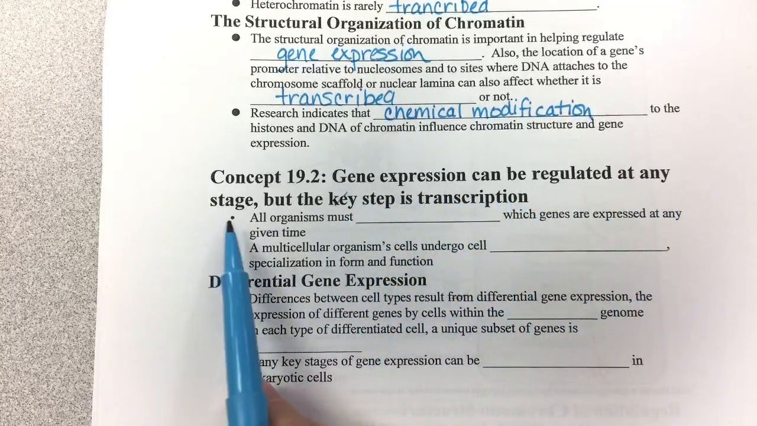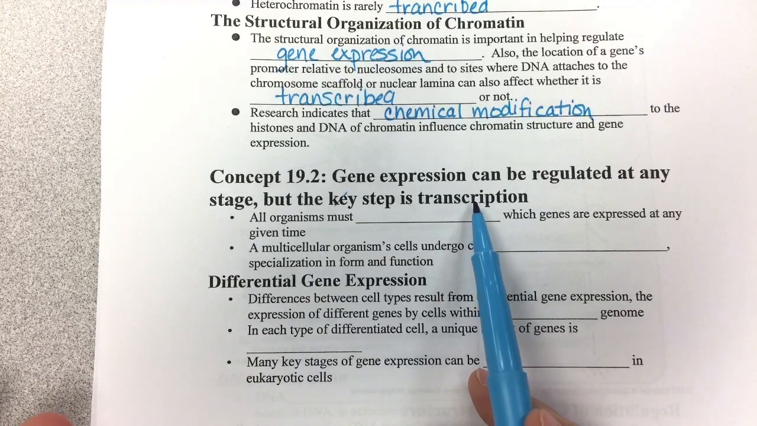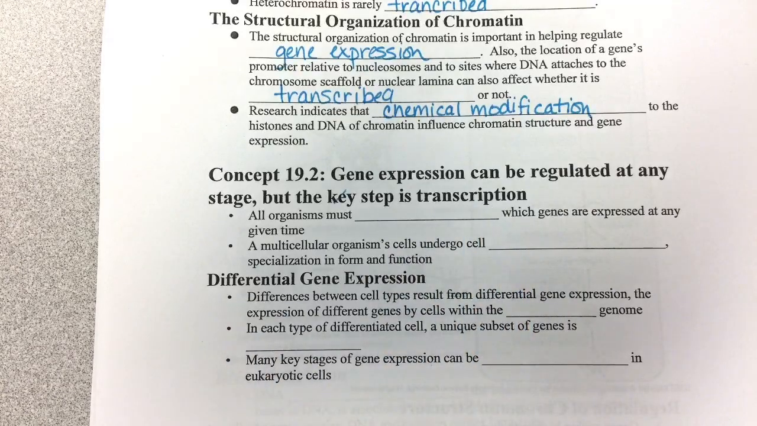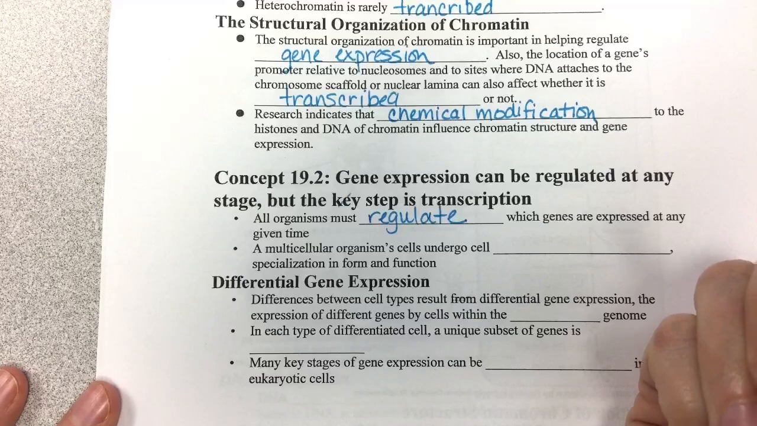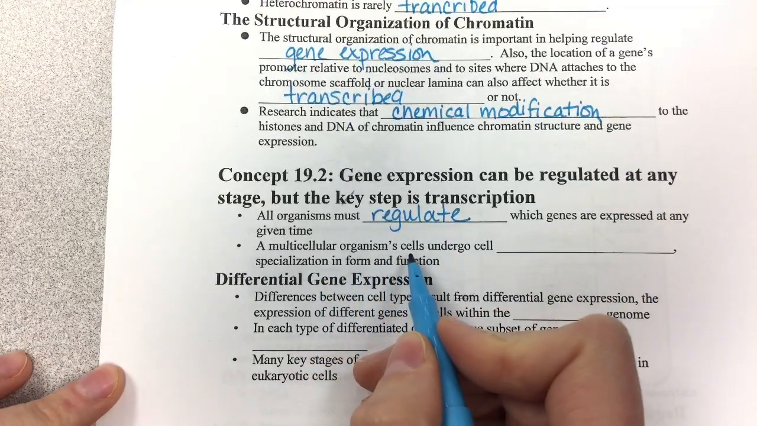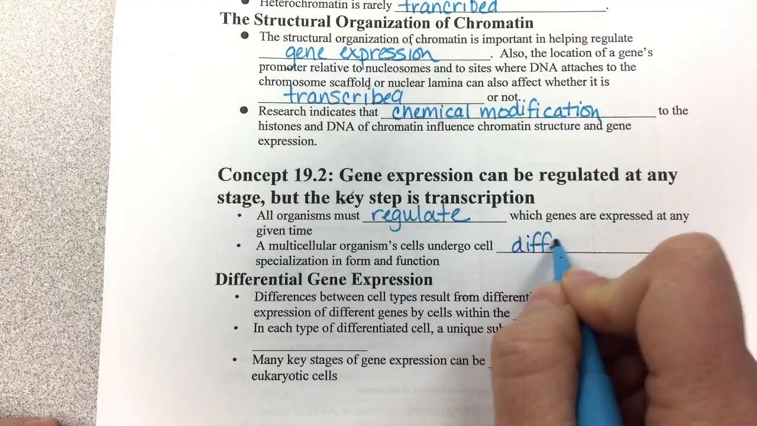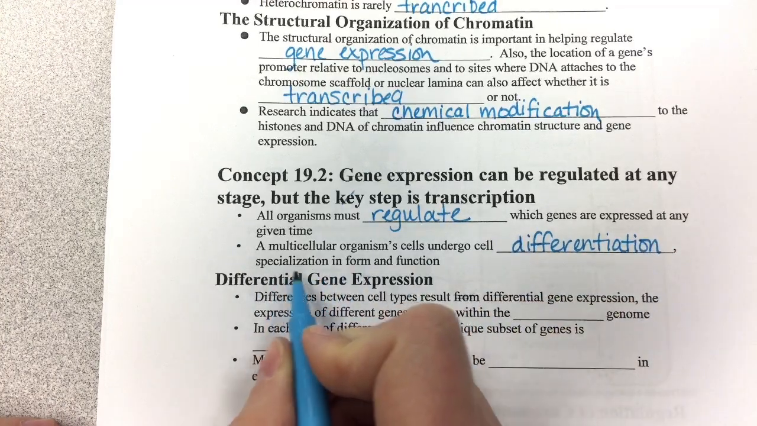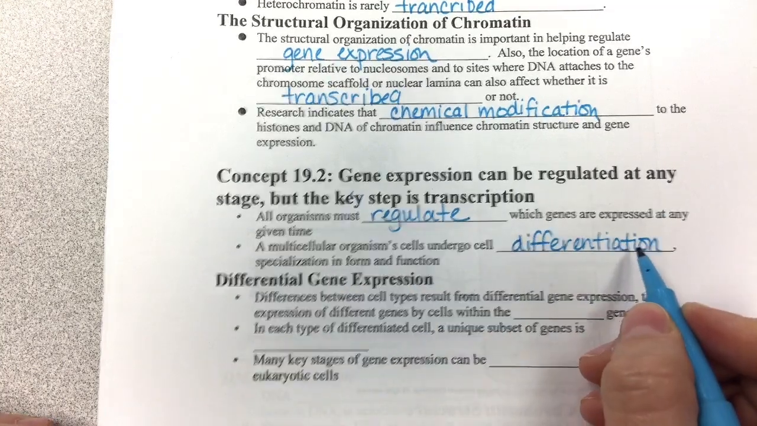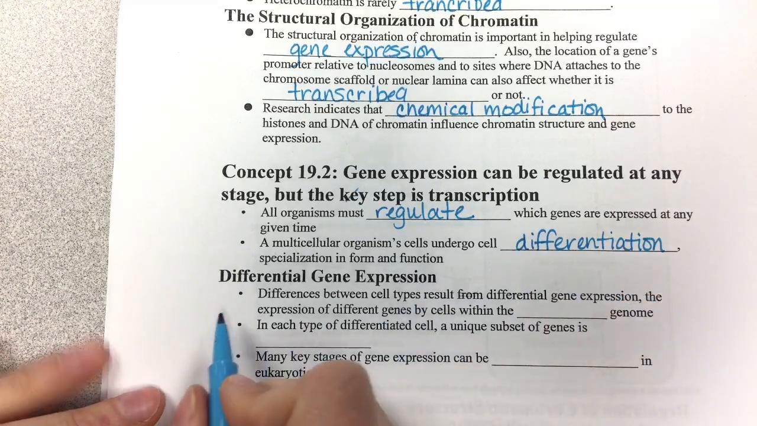Gene expression can be regulated at any stage, but the key step is transcription. So obviously, if you're not going to make a protein, then why even go through transcription? So it makes sense to regulate the first stage. All organisms must regulate which genes are expressed at a given time because it's very wasteful to make every gene all the time. A multicellular organism's cells undergo differentiation, which is specialization in form and function. So they become specialized in terms of what they're going to do. So a skin cell versus a stomach cell versus an eye cell and a neuron.